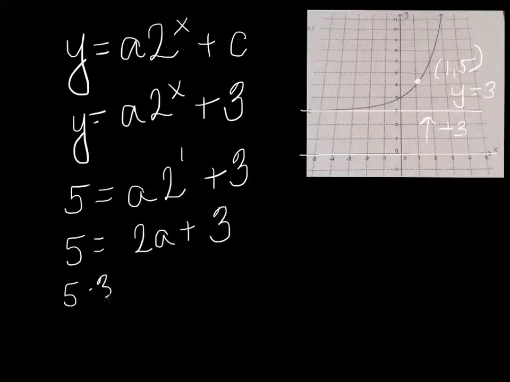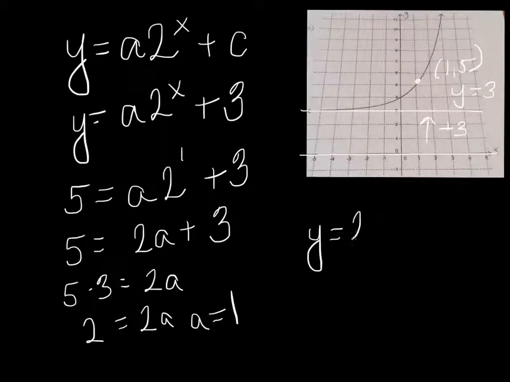5 subtract 3. You get the point. I'm sure you already see, a must be 1. So we're finished. We have just proven that y equals 2 to the x plus 3 defines our graph.